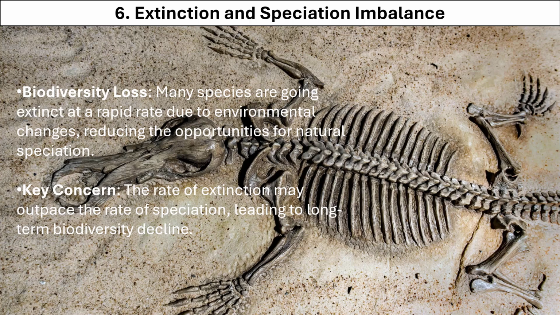Biodiversity loss. Many species are going through extinction at a very rapid rate due to the environmental changes, reducing the opportunity for natural speciation. This rate of extinction may outpace the rate of speciation, leading to long-term biodiversity decline.